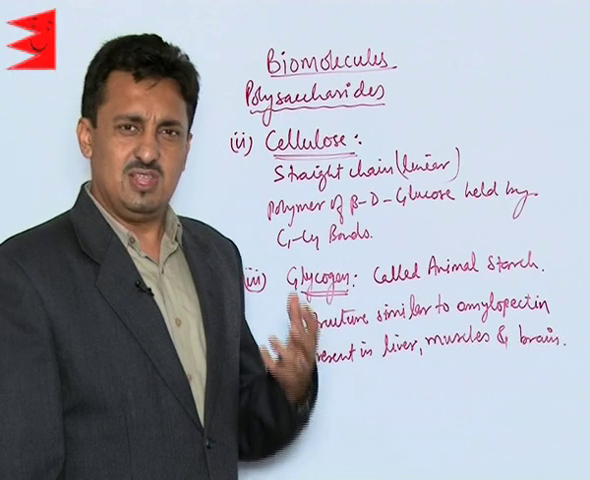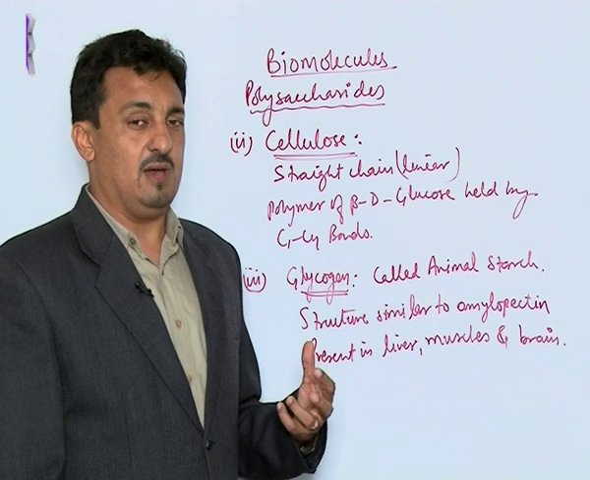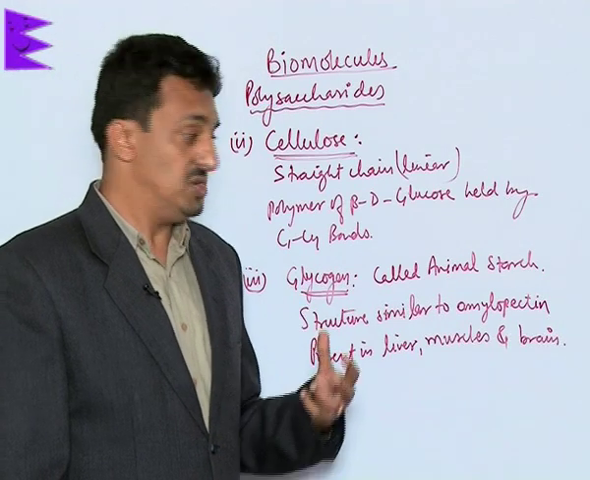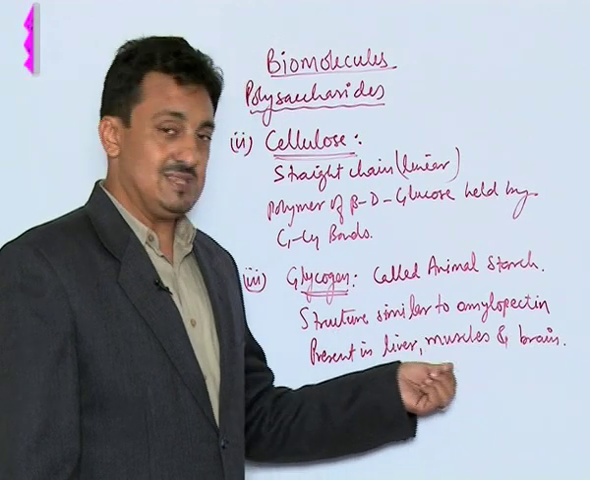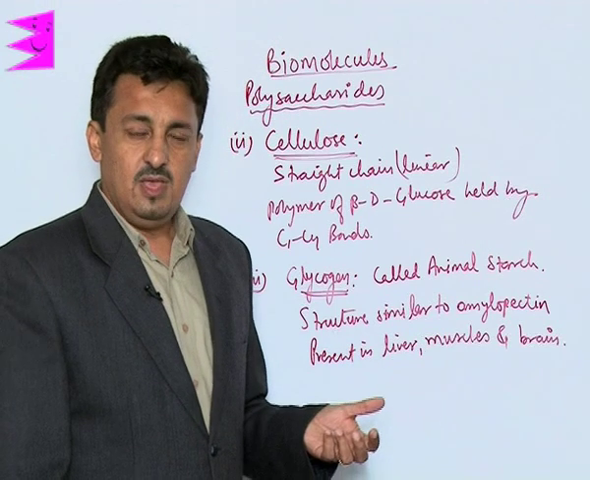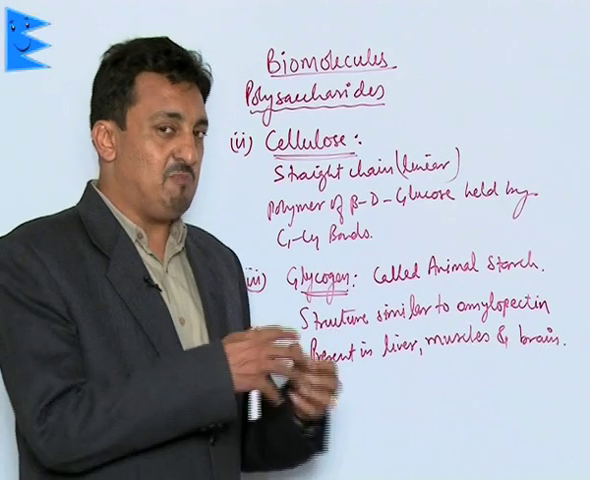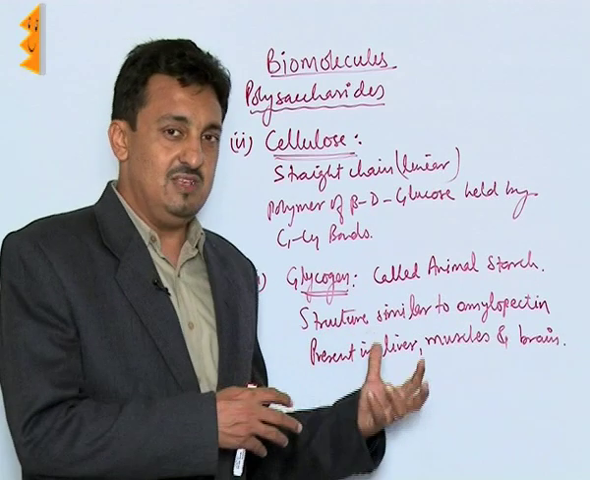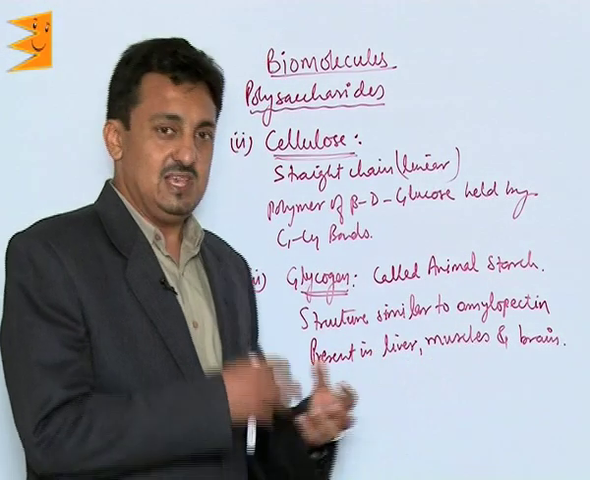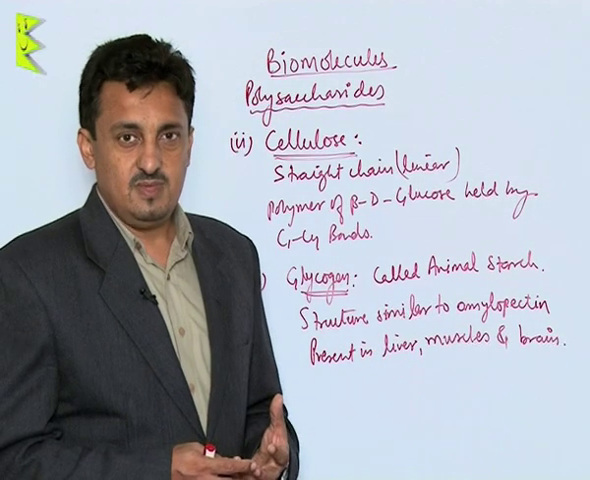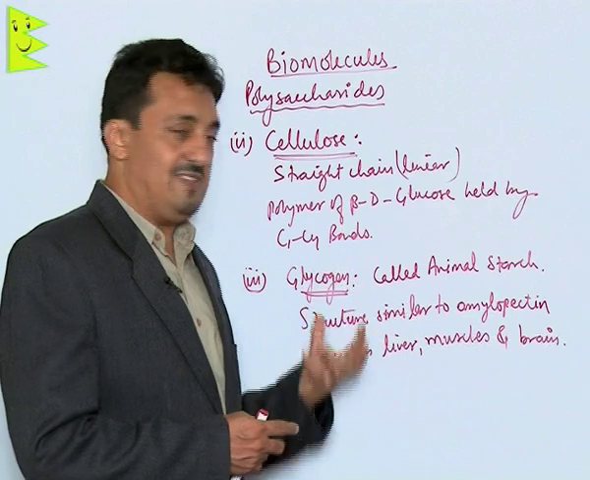Animals store their excess carbohydrates in the form of glycogen in the liver, muscles and brain. Whenever the body is in need of carbohydrates, enzymes break down this glycogen, which is stored in these places, into glucose. So these are the polysaccharides we have.